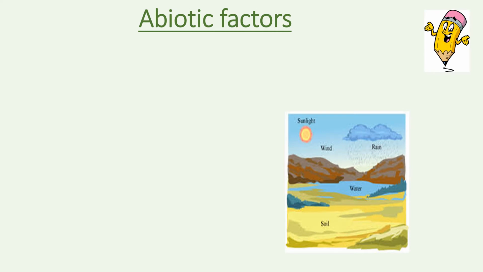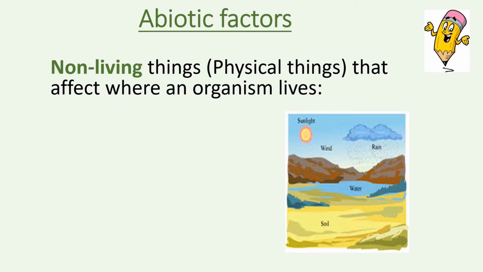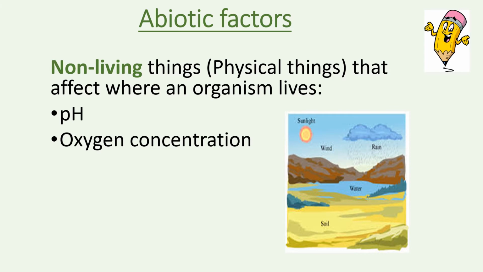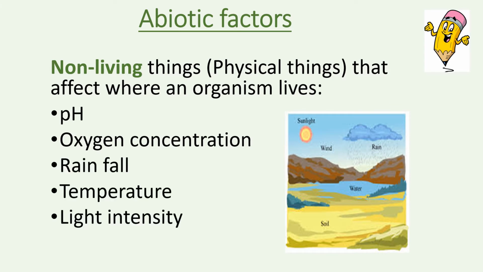So the other term that you need to know is abiotic factor. So try to pause the video and write down the definition of abiotic factor and give examples. Again, you should be familiar with this word from third year. So the answer for an abiotic factor is that it's a non-living thing that affects where an organism lives. So examples include pH, oxygen concentration, rainfall, temperature, and light intensity. So again, write this down many times and try to remember it. So it's a non-living thing that affects where an organism lives.